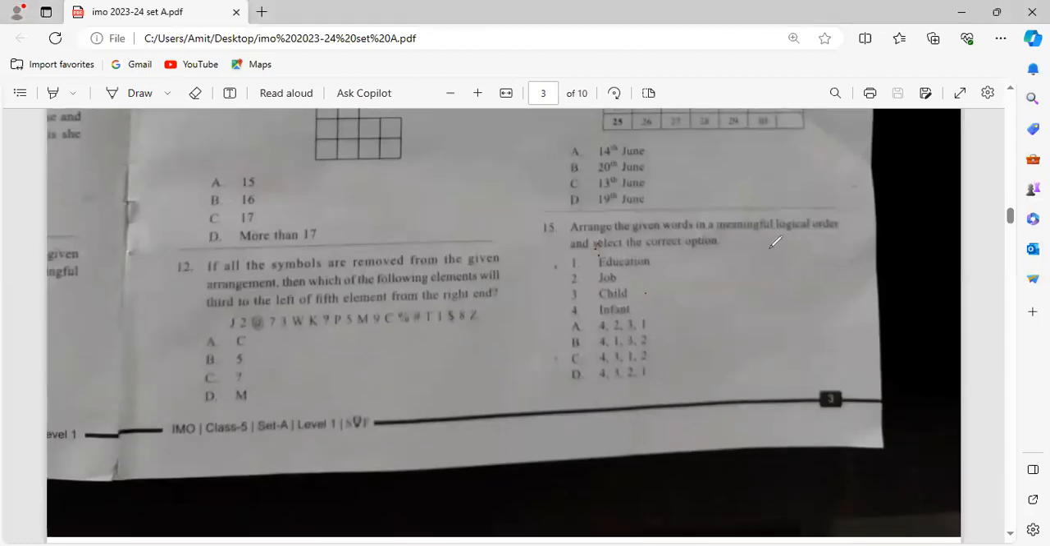Arrange the given words in a meaningful logical order and select the correct option. Education, job, child, infant. So first, it's an infant. After infant is basically a child, up to 2 years of age. So after the infant, you become a child. So it will be 4, 3. Then you complete your education and then you get a job. So it will be option C. Let's move on.